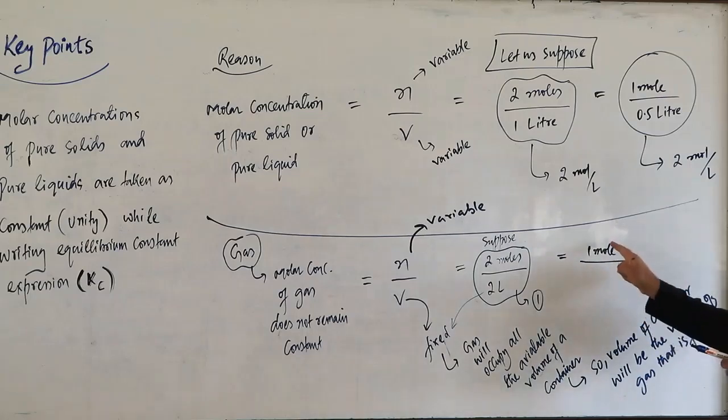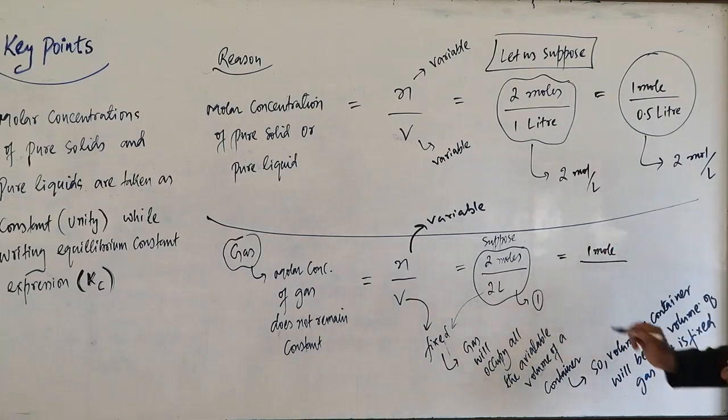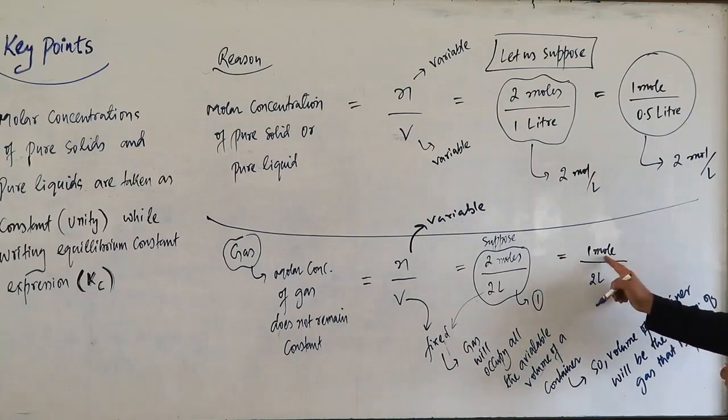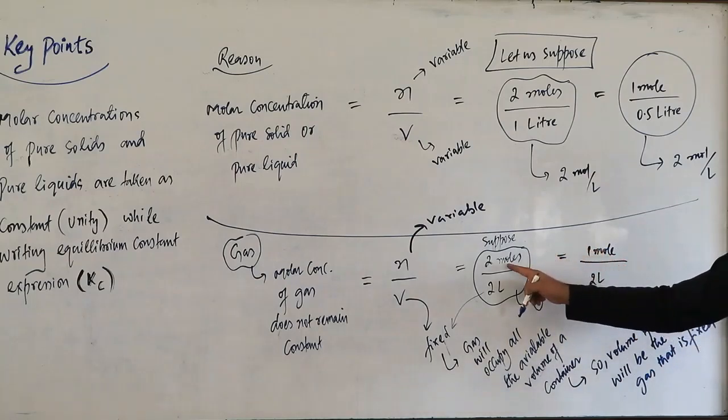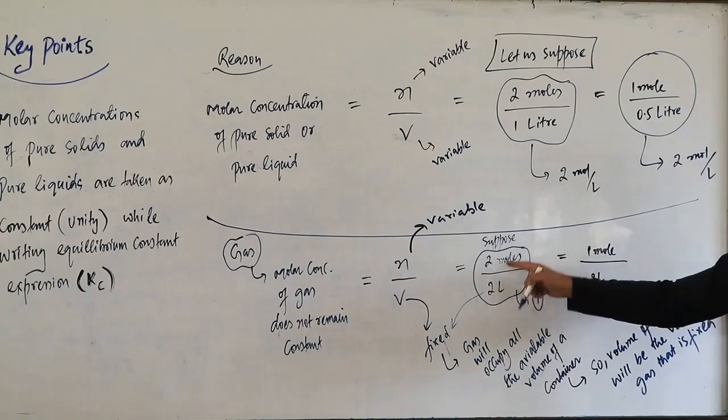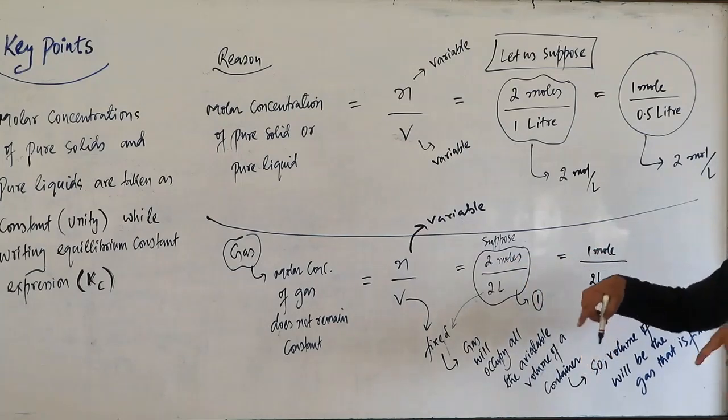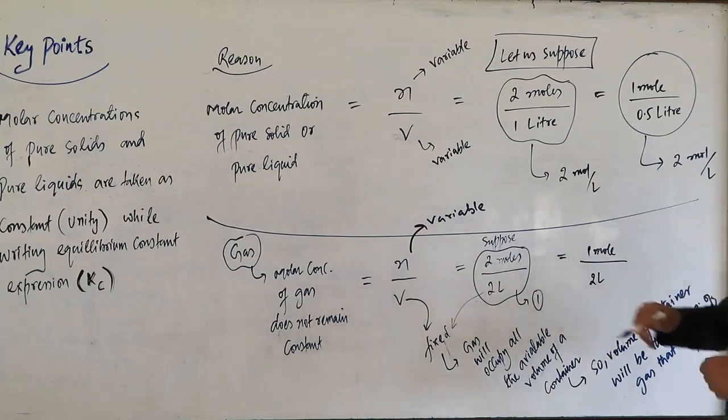Yes? And this 1 mole of gas will still occupy 2 liters of volume. This 1 mole of gas and 2 moles of gas, both will occupy the same volume, because for a gas, the volume of the gas will be equal to the volume of the container. So this 2 will be fixed here also. This is the volume of the container, correct?